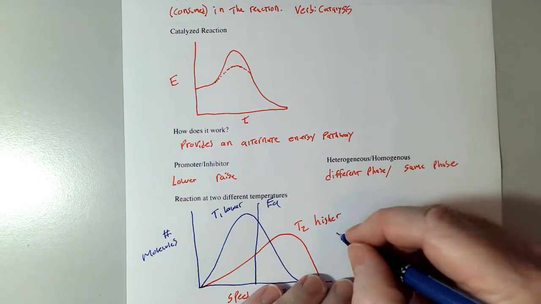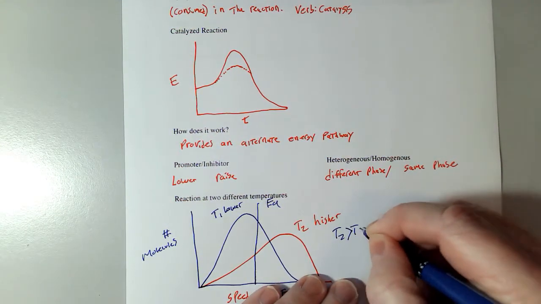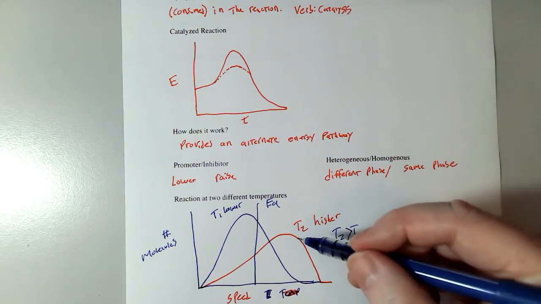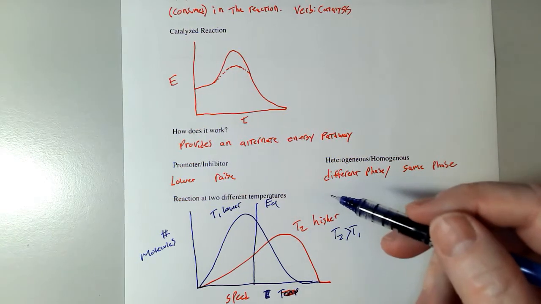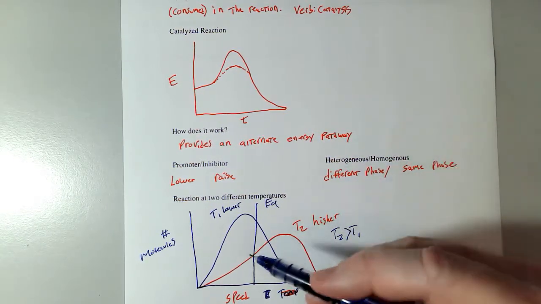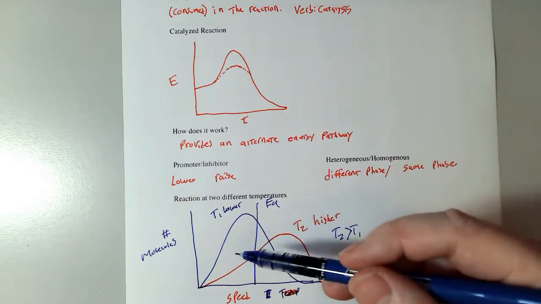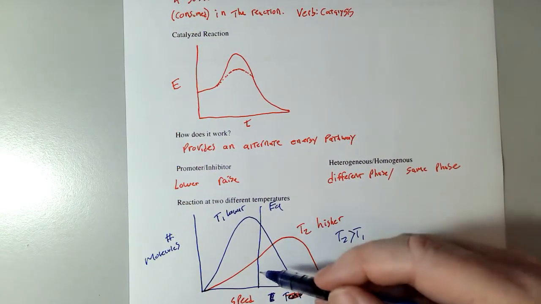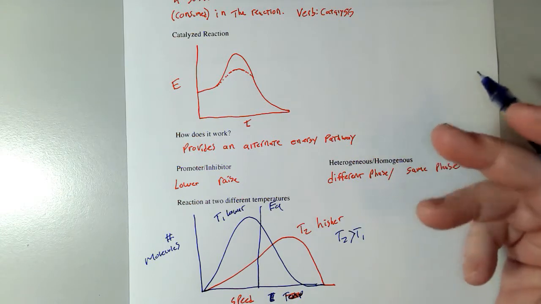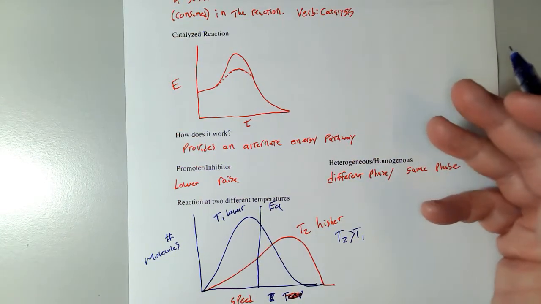So if T2 is greater than T1, more of the particles at T2 will have the activation energy necessary to produce a reaction. Fewer particles at T1 will. Now, will some of them at T1 do it? Yes, but more will do it at T2, which is the higher temperature.